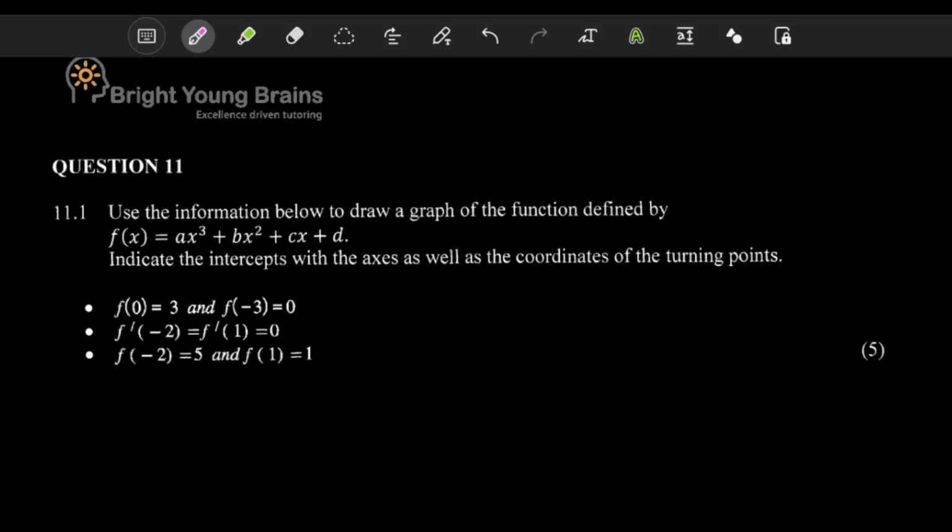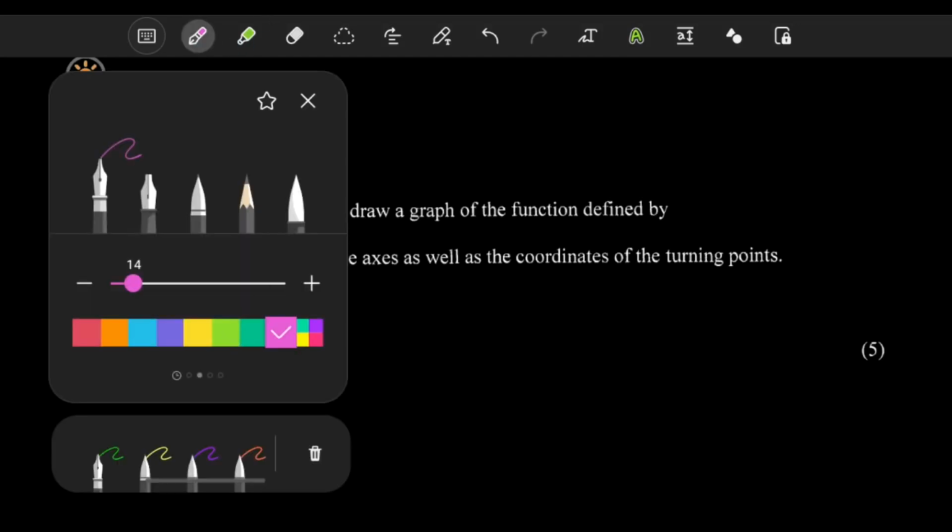Use the information below to draw a graph of the function defined by this. So anyways, here it says indicate the intercepts with the axis as well as the coordinates of the turning points for 5 marks. Okay, so this kind of question, it's just interpreting a cubic function.